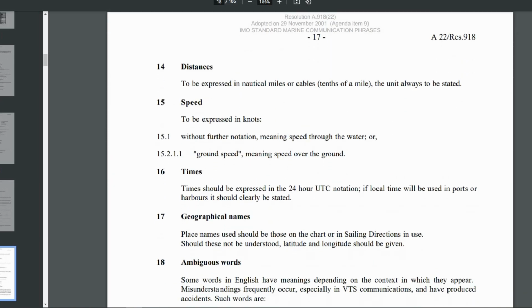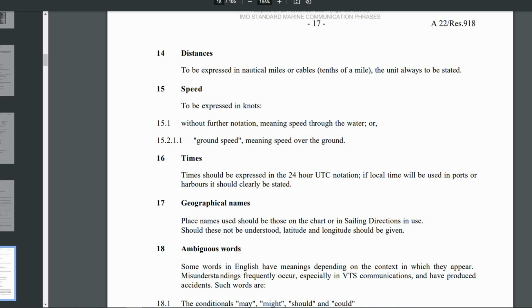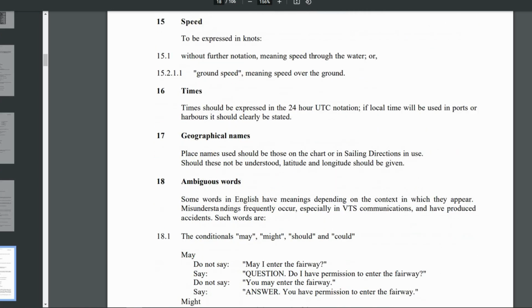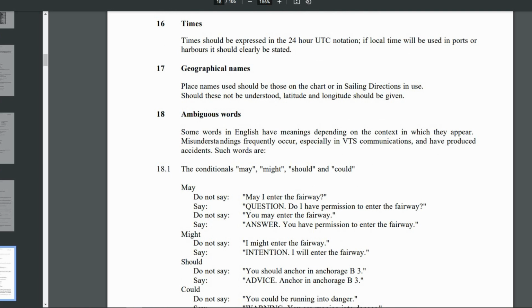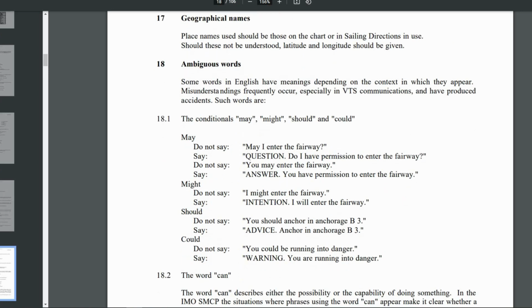14. Distances. To be expressed in nautical miles or cables, tenths of a mile, the unit always to be stated. 15. Speed. To be expressed in knots. 15.1. Without further notation, meaning speed through the water, or 15.2. Ground speed, meaning speed over the ground. 16. Times. Times should be expressed in the 24-hour UTC notation. If local time will be used in ports or harbors, it should clearly be stated. 17. Geographical names. Place names used should be those on the chart or in sailing directions in use. Should these not be understood, latitude and longitude should be given.